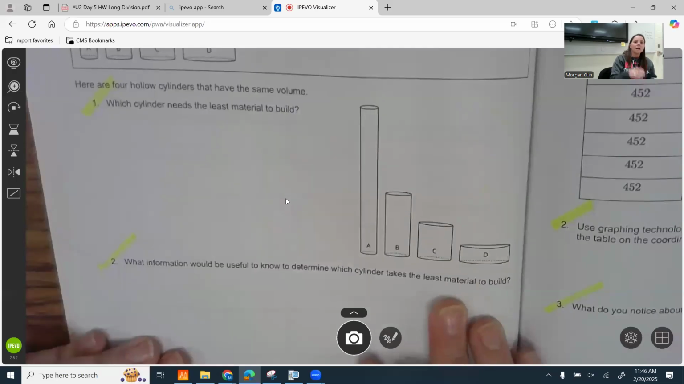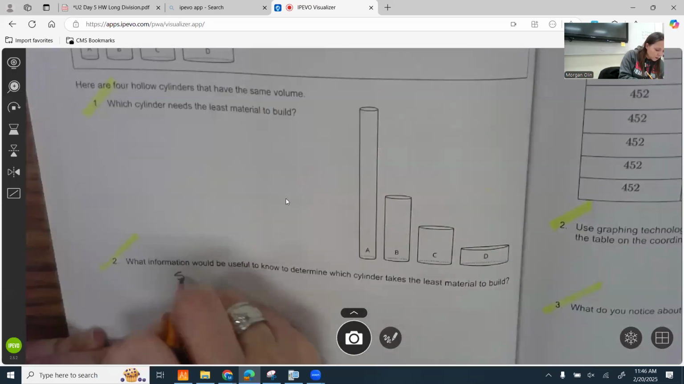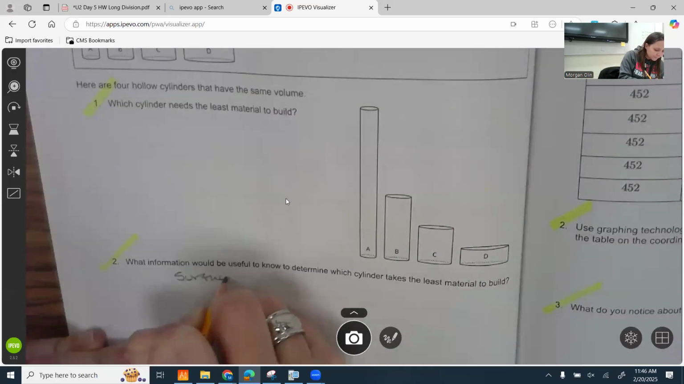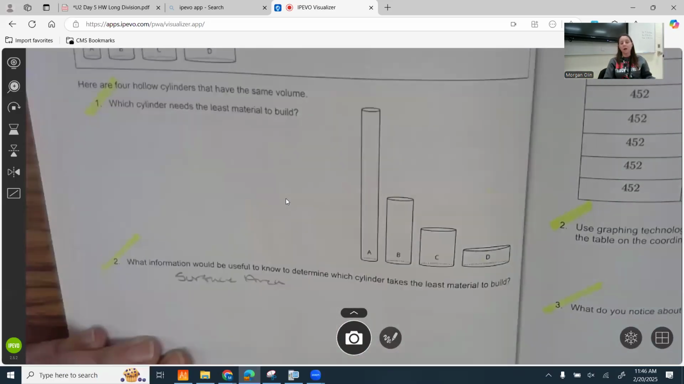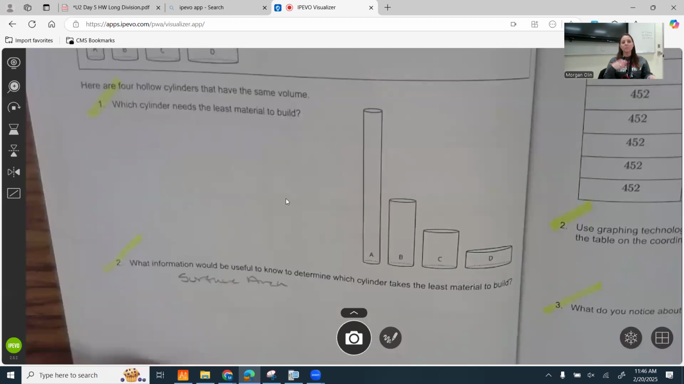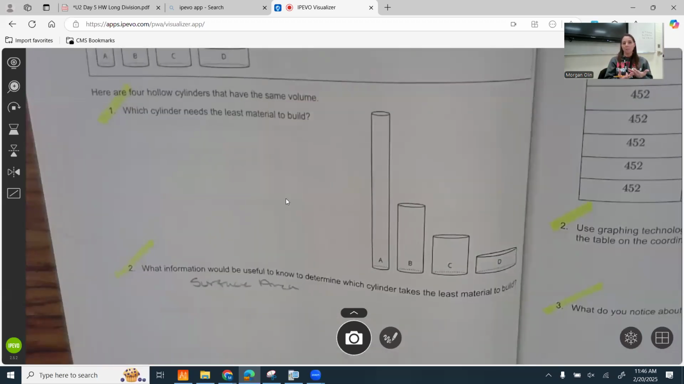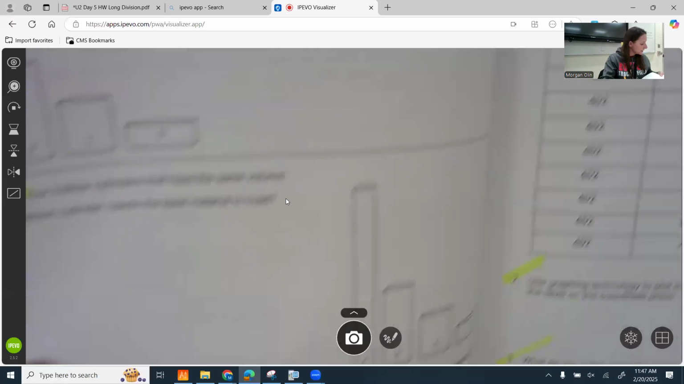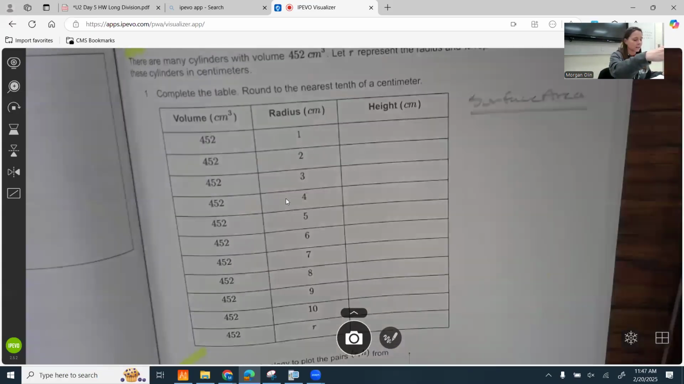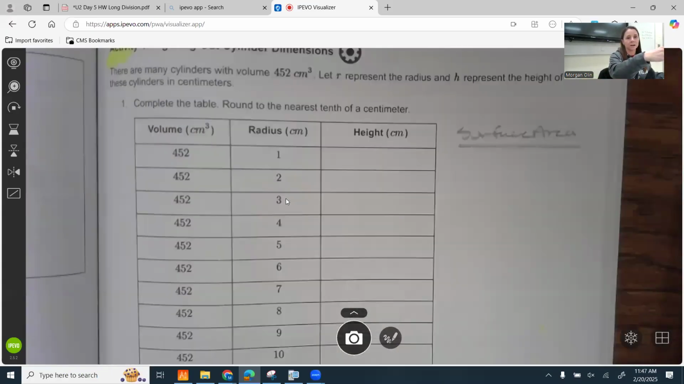If you thought of the word surface area, to know the surface area of each of these cylinders, think about a present and if you were wrapping it up, how much wrapping paper do I need to cover each one of these? That's what we're looking at here. So move on to page 147, and let's look at this first activity right here.